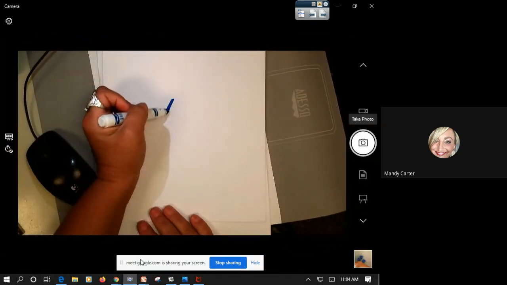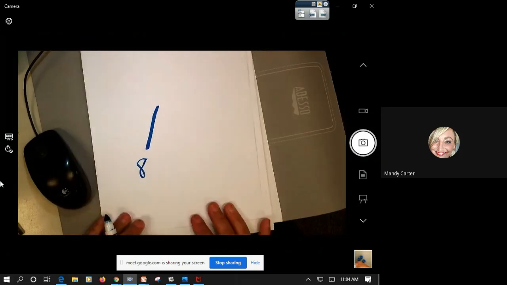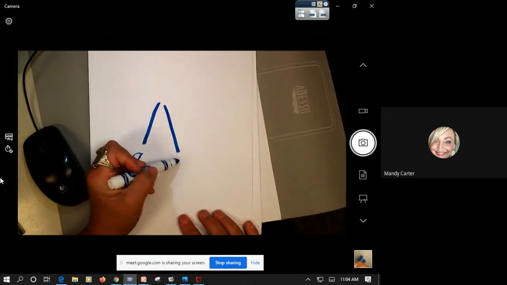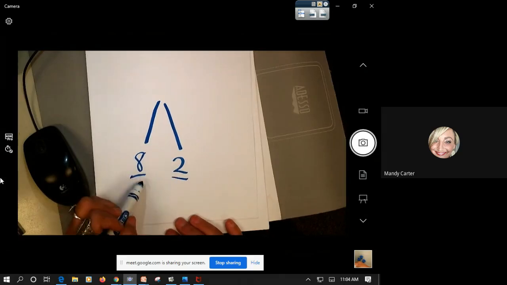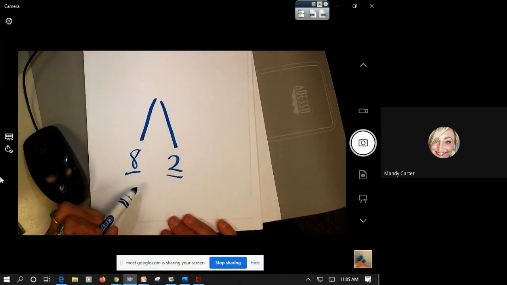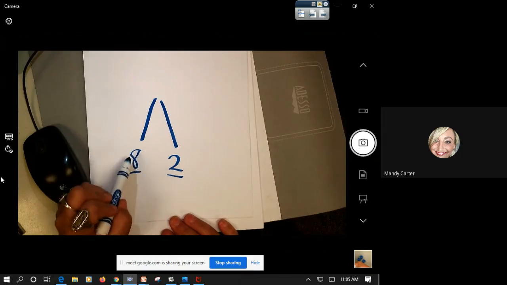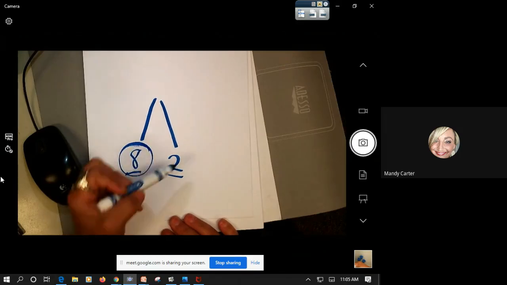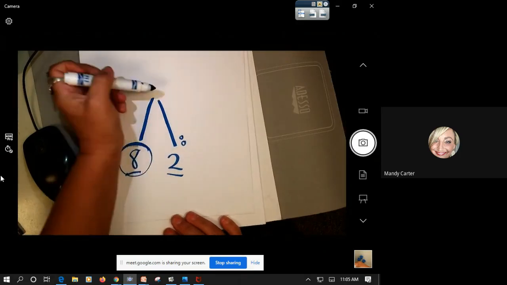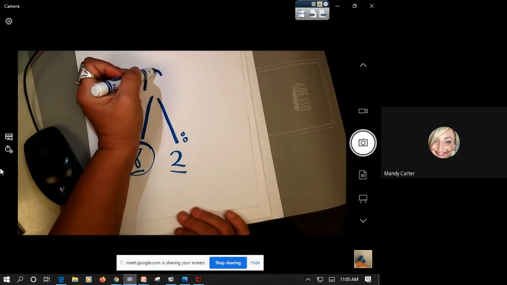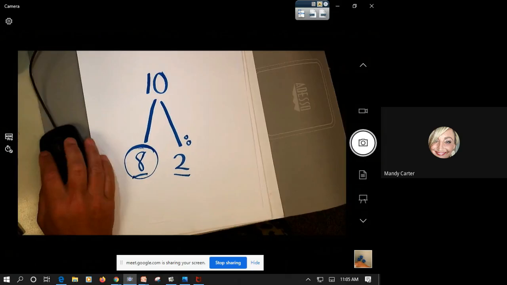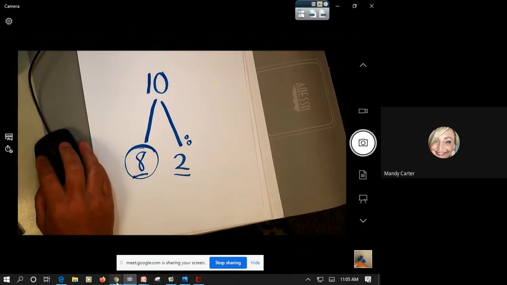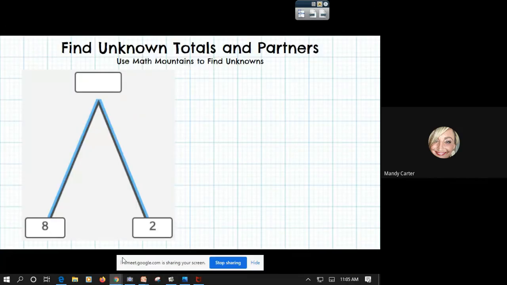So we have 8 and we have 2. And when we put the partners 8 and 2 together, we go back to saying the big number, 8, and counting up: 8, 9, 10. So 8 and 2 are partners of the total 10. And we drew it.